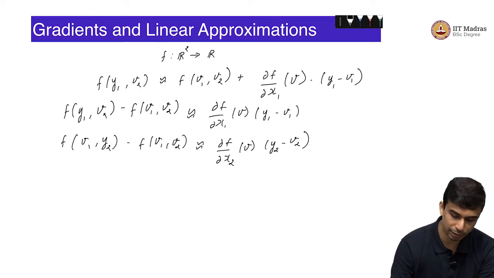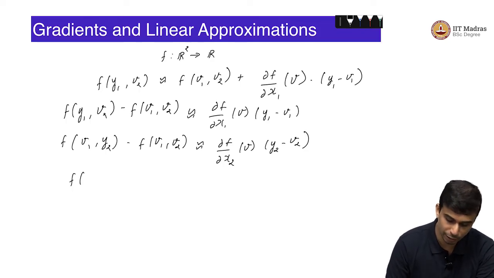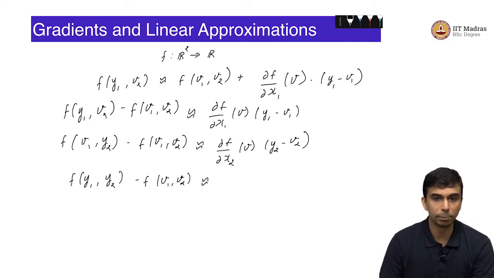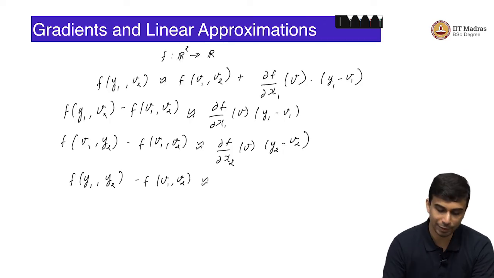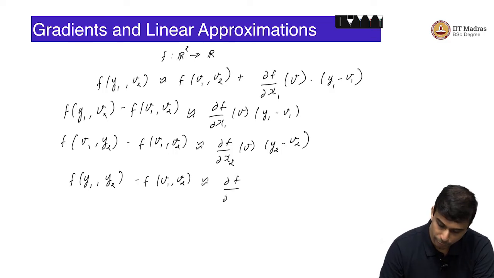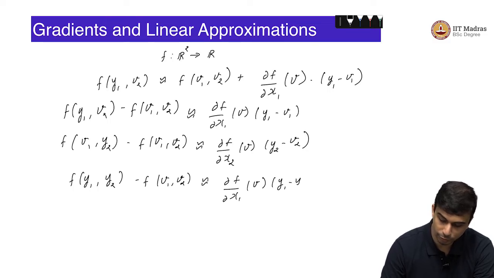But what we are now interested in is, what if both of them move simultaneously? What can I say about f of y1 comma y2 minus f of v1 comma v2? Right. The simplest answer is, well, if one variable changes, this is the change. If another variable changes, this is the change. If both variables change, the change is simply given by the addition of these two changes, which is dou f by dou x1 at v into y1 minus v1 plus dou f by dou x2 at v into y2 minus v2.